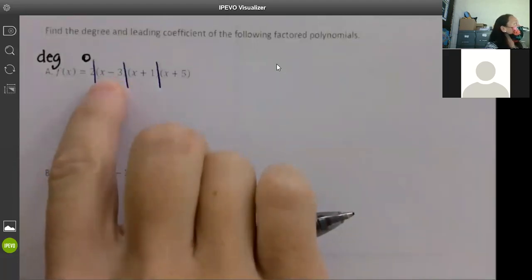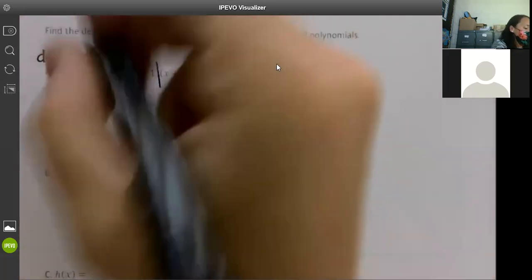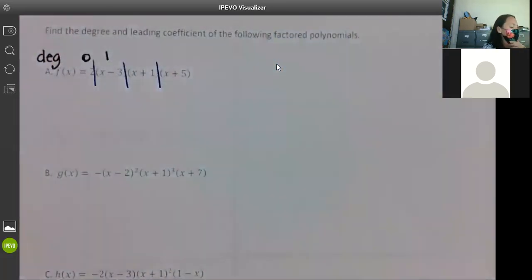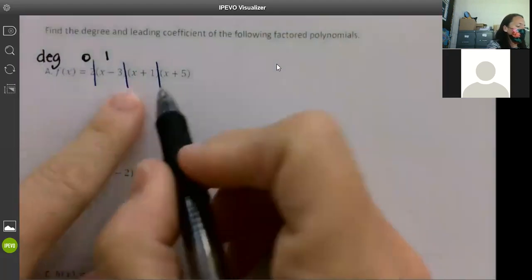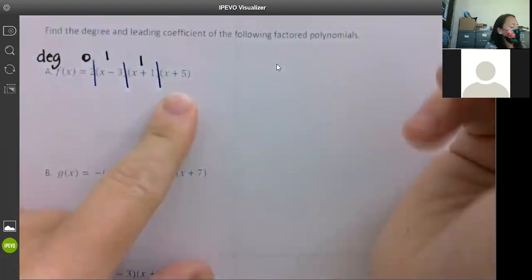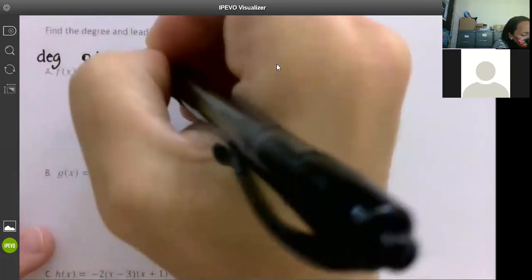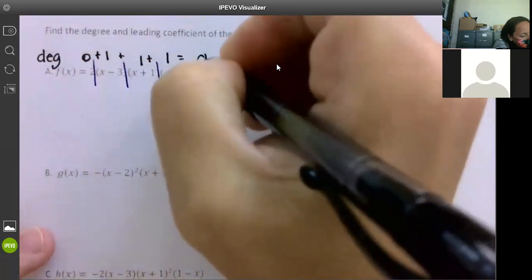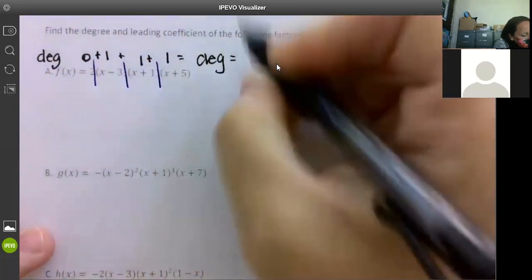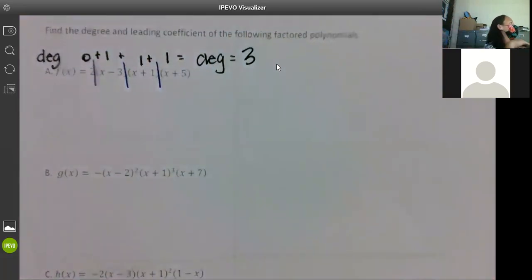This is x to the 1. So you're looking for the highest power inside of the parentheses. This is x to the 1. What's the highest power in the next set? 1. And in the final set? 1. You just add these up. And you get that our degree is equal to 3. So if I multiplied this all out, my highest thing would be x cubed. Has everybody got it? So you just add all the x's.